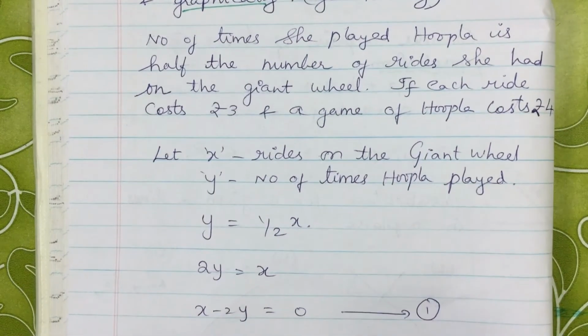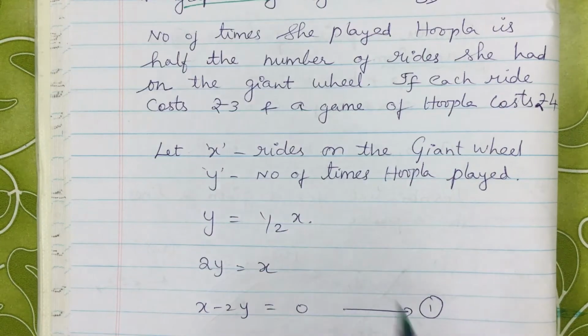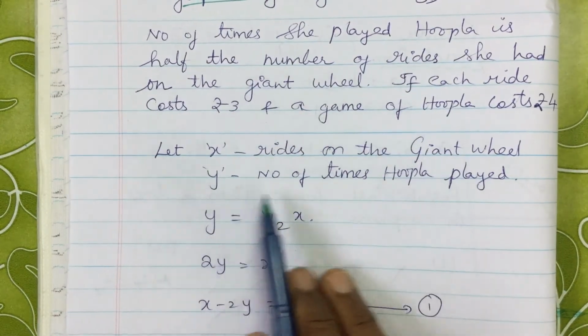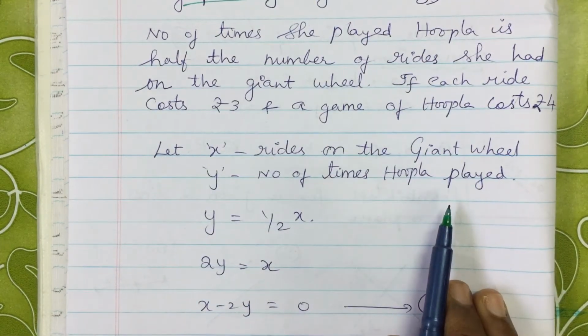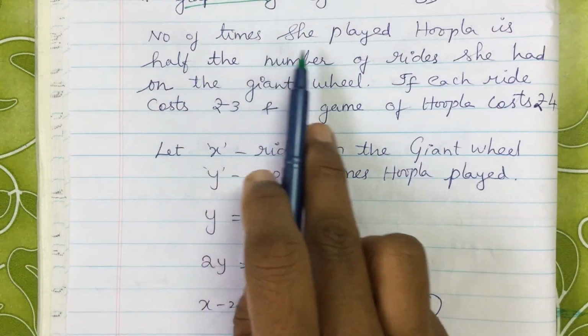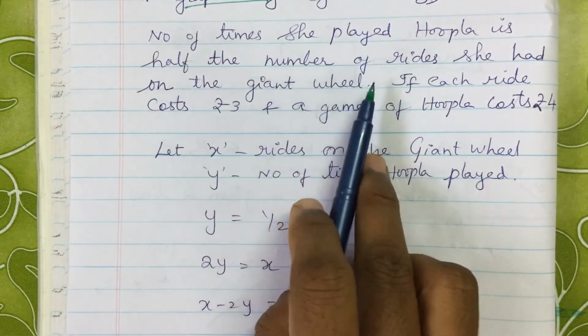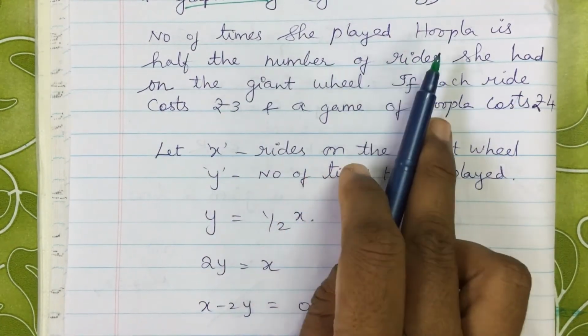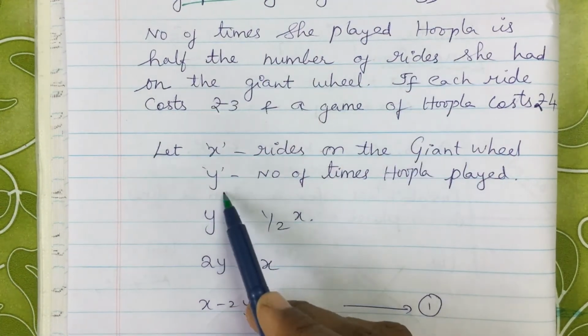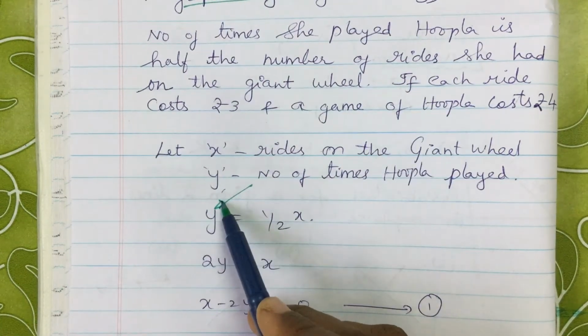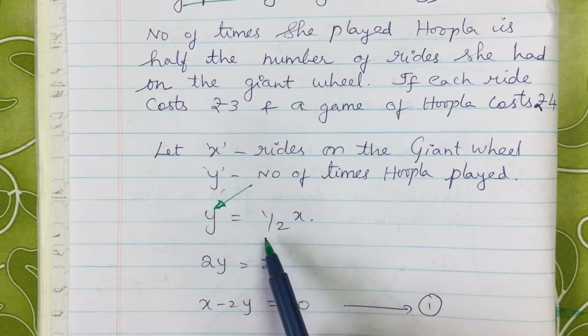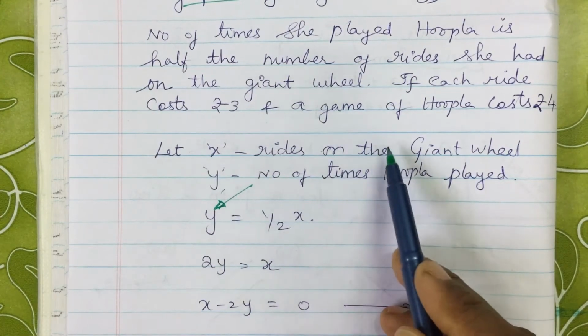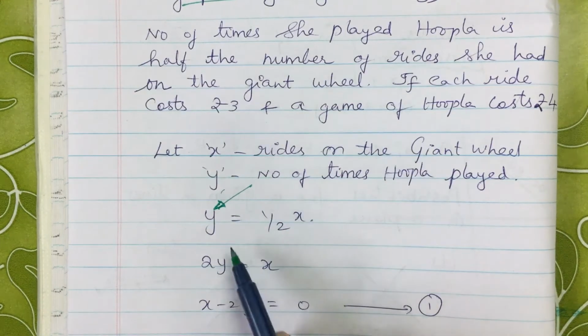So what I am doing, I am assuming x as the rides on the giant wheel and y as the number of times hoopla played. As per the given condition, the number of times she played hoopla is half the number of rides she had. So hoopla, how many times she played? I have assumed it as y. So the number of times hoopla played is equal to half the number of rides.